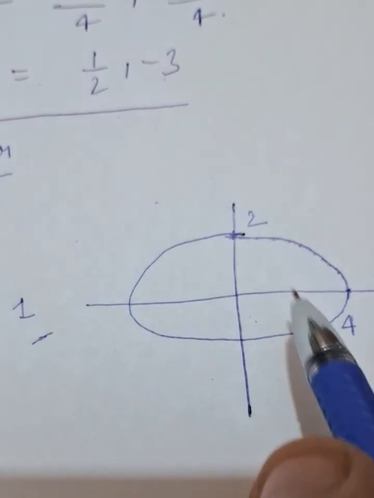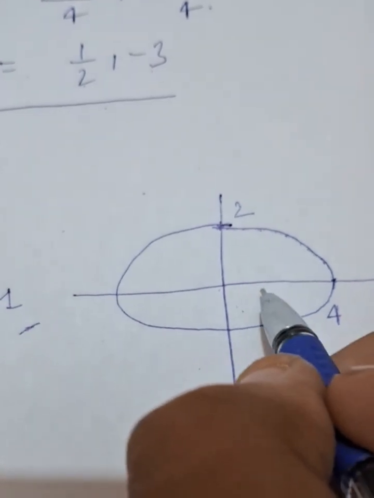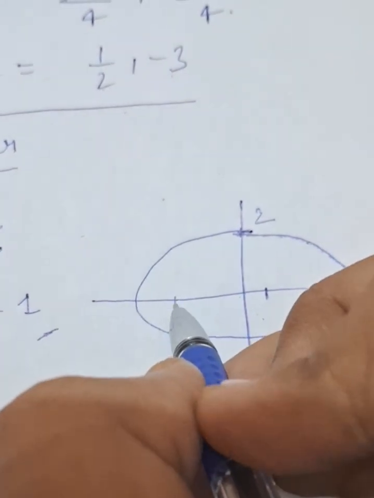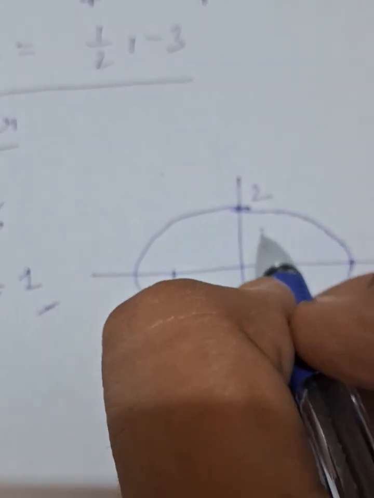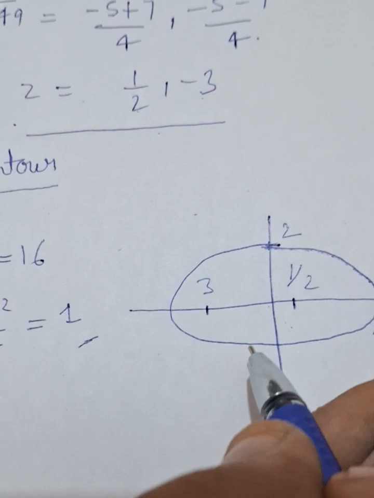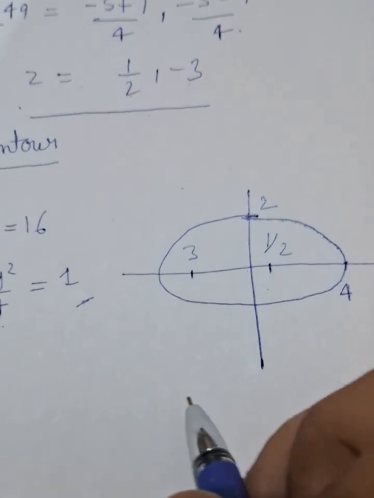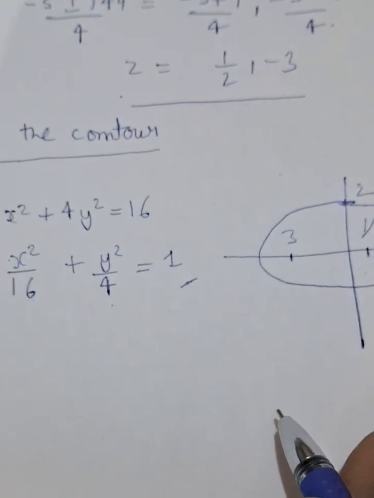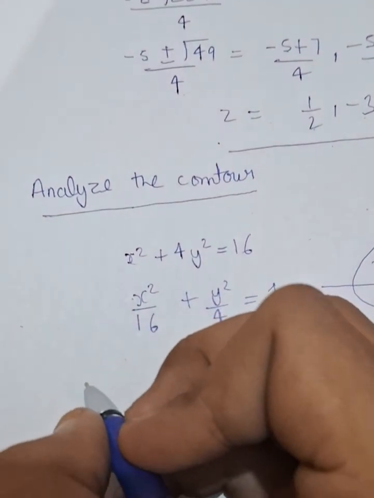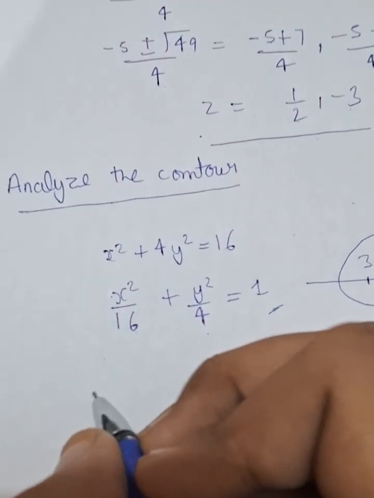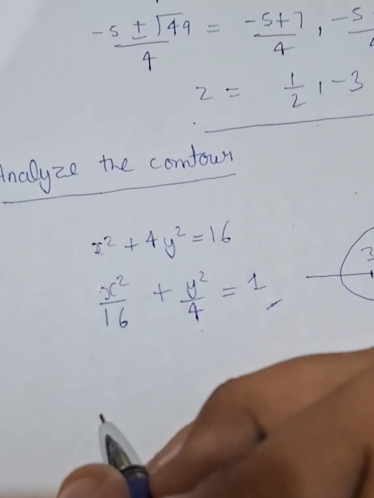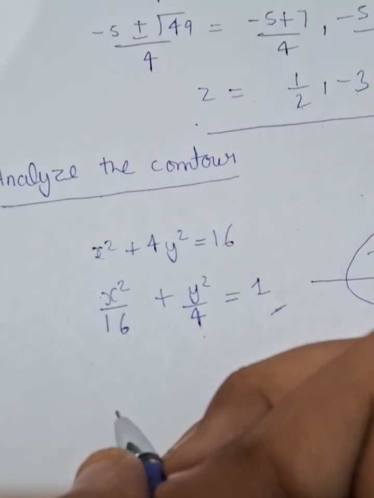If we mark 1 upon 2, it will lie along here, and minus 3 will lie somewhat here. So these are our points, and both the points, 1 upon 2 and minus 3, are lying inside the contour. So now we will do the integration. We apply the residue theorem, which states that the integral of f(z) dz is equal to 2 pi i times the residue of f(z).